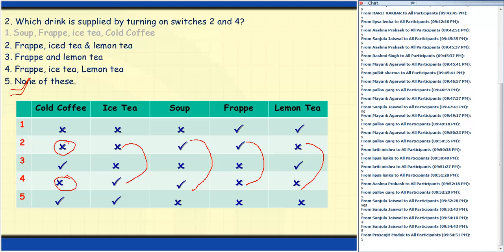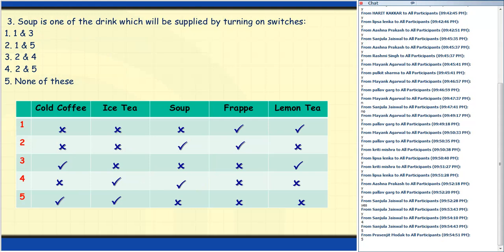Okay. Let's move to this one. Third. Soup is one of the drinks which was supplied by turning on the switches. 1 and 3, no. 1 and 5, no. 2 and 4, no. Nullify कर जाएंगे. 2 and 5, yes. So the answer is option number 4, 2 and 5. Alright. Now let's move to the next question then.